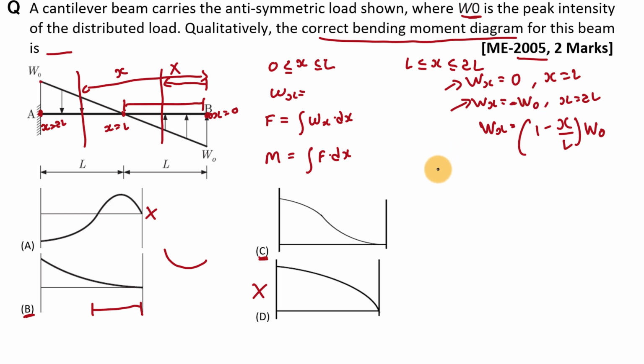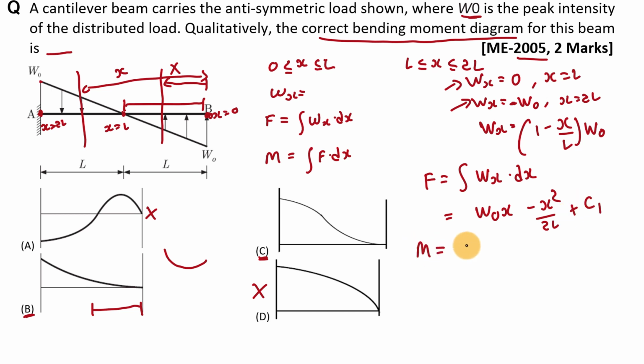Fine. Now we have to find out the shear force, that is the integration of Wx with respect to x, and if you find this F, it will be W0 into x minus x square by 2L plus C1. Now what will be the value of bending moment? It is the integration of shear force with respect to x. So it is the integration of this expression. So it is W0 into x square by 2 minus x cube by 6L, plus C1x plus C2.